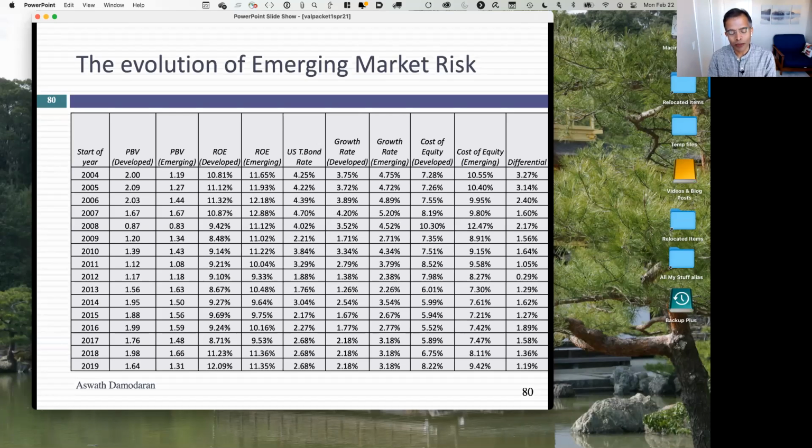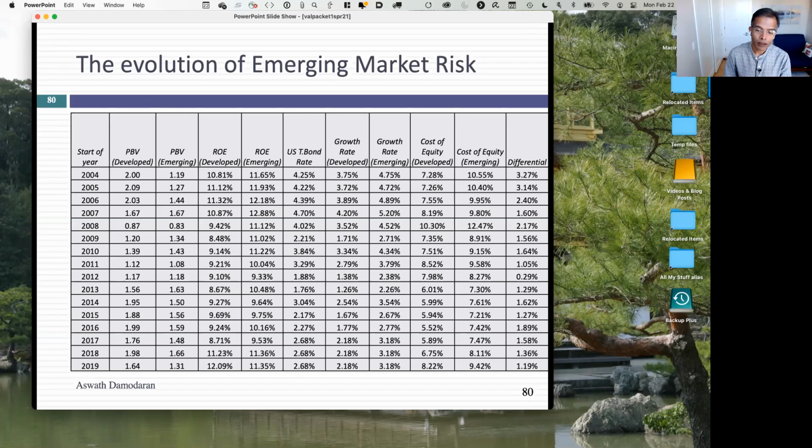And then I actually compute an implied cost of equity for each group. So in 2004, for instance, developed market companies were being priced to earn about 7.28%. But emerging market companies, so I'm doing an implied cost of equity for all emerging market companies, 10.55%. So at the top of the graph, you see 7.28, 10.55, that difference, 3.27%, is what investors were charging as an extra premium for investing in emerging markets.